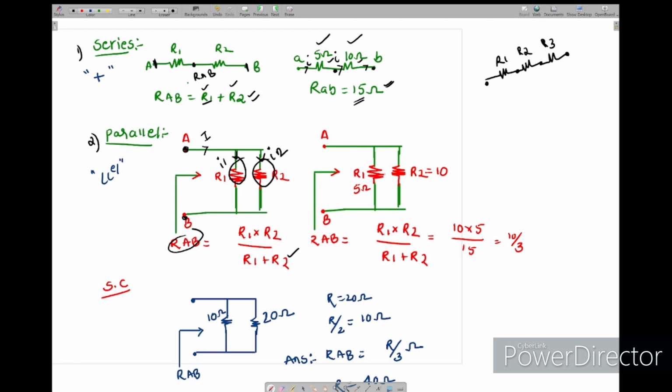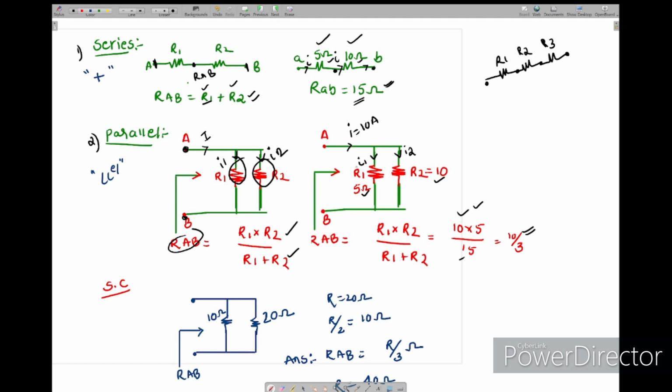For that I gave one example. This is 5 ohm and 10 ohm. Here, this I is dividing into I1 and I2. It is like in a network: if 10 amps is going, it is divided here, and the 10 amps will divide. So in a parallel connection, current is dividing. To find the equivalent resistance, we will use this formula: 10 into 5 divided by 15, we got 3.3.